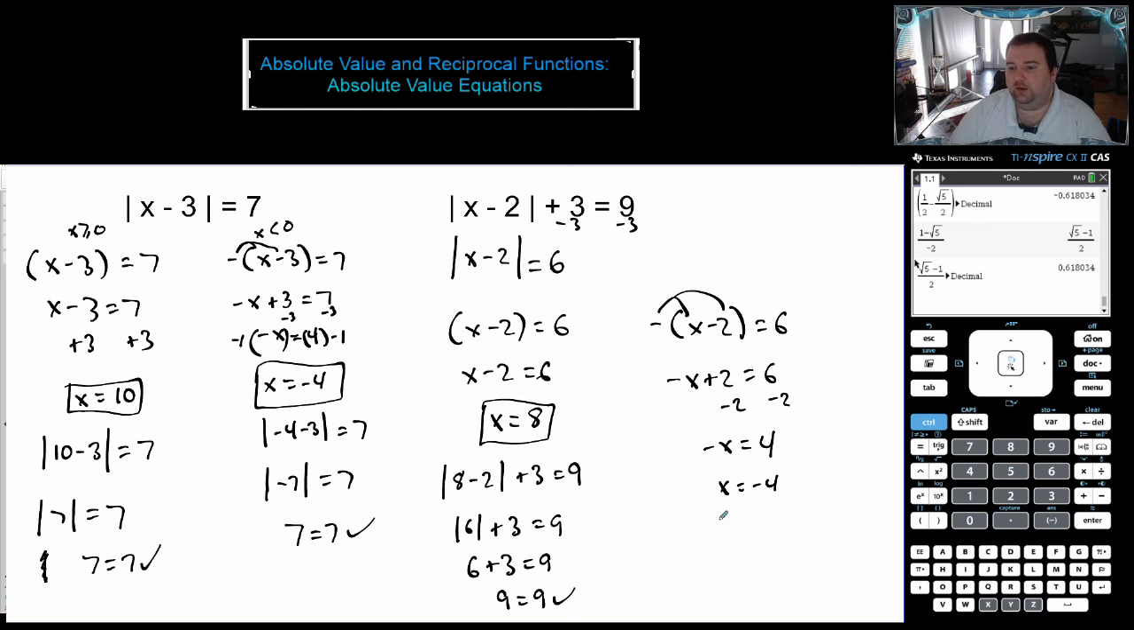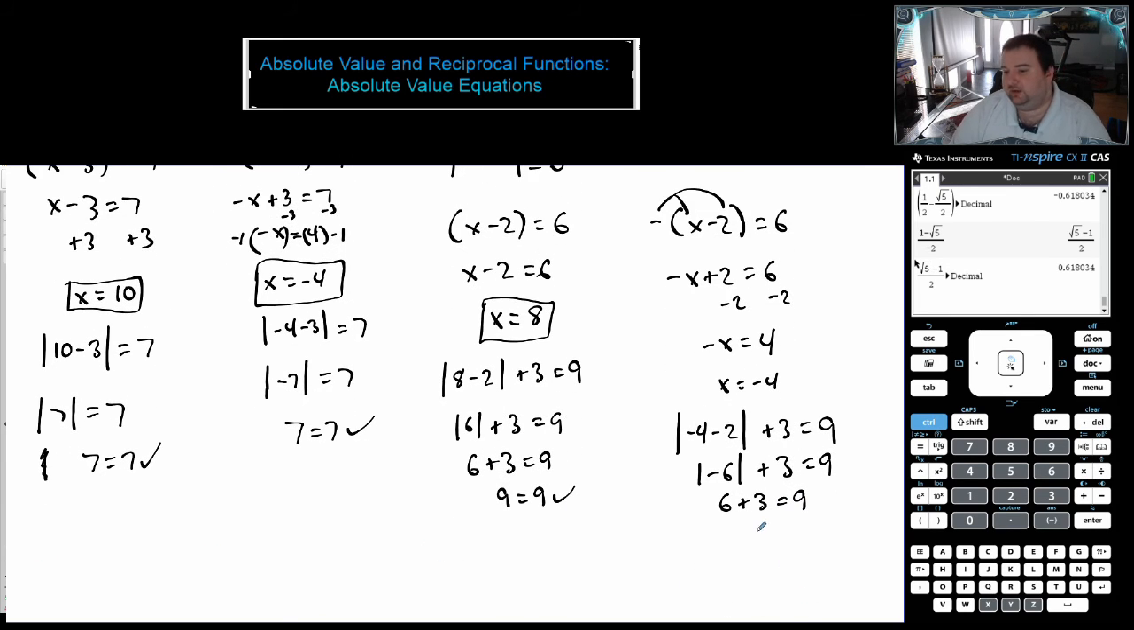Now let's try this one out. So we have the absolute value of negative 4 minus 2, plus 3, equals 9. Negative 4 minus 2 is negative 6. What's the absolute value of negative 6? 6. So we have 6 plus 3 equals 9. And of course, 6 plus 3 is 9. 9 equals 9. Yeah, that works. So we can box this answer as well.